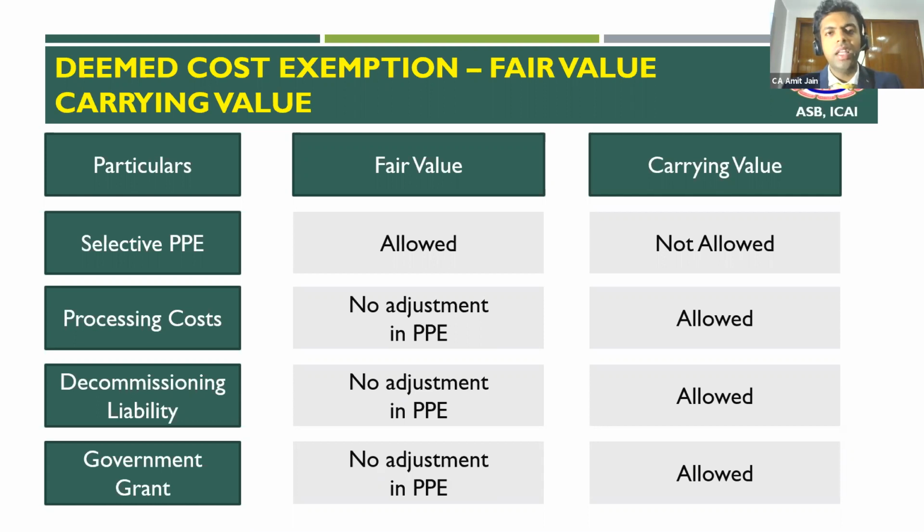Processing cost. If there is any processing cost, then that shall not be adjusted if the company has taken the fair valuation route. But if the company has taken the carrying value exemption, then that processing cost shall be adjusted in the carrying value in order to ensure compliance with the other standards. Decommissioning liability shall not be adjusted if the company takes the fair value exemption. But if the company takes the carrying value exemption, that decommissioning liability shall be adjusted in the cost of PPE. Government grant, no adjustment shall be allowed in case the company is going for the fair value exemption. But if the company is going for the carrying value exemption, that government grant adjustment shall be made, right?